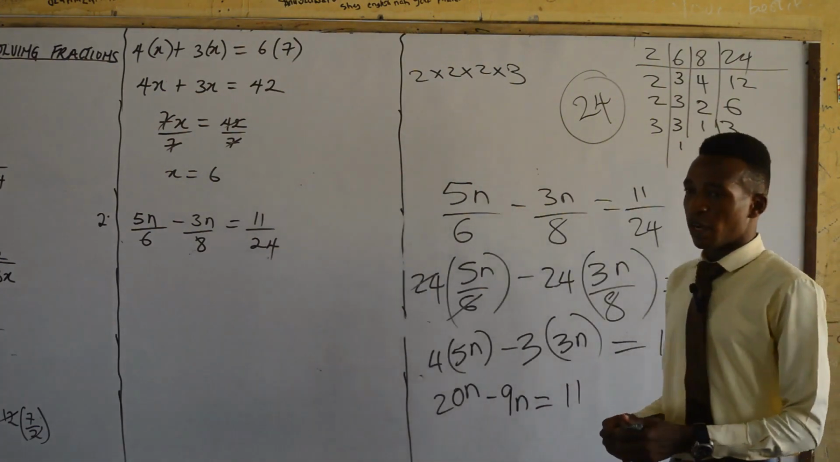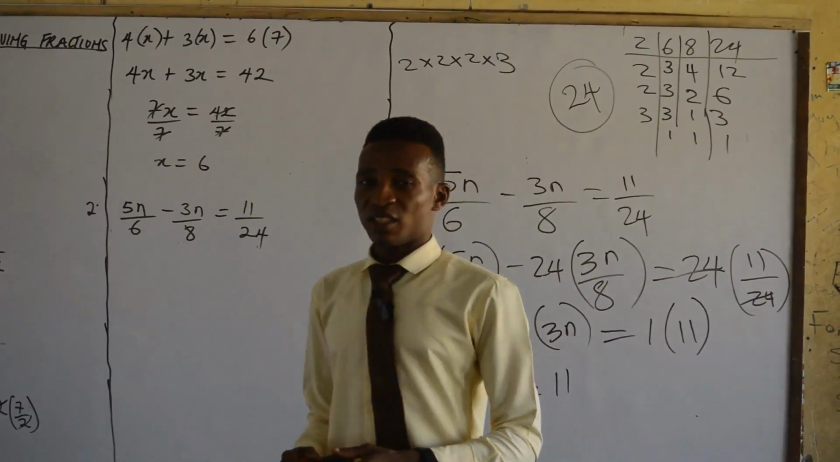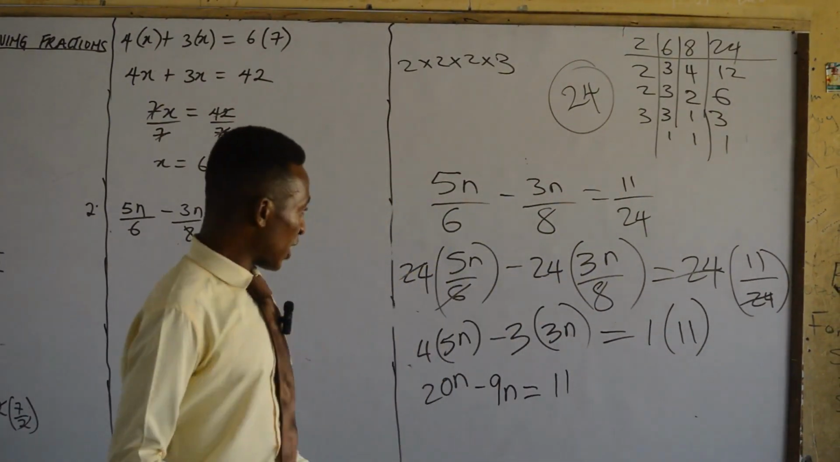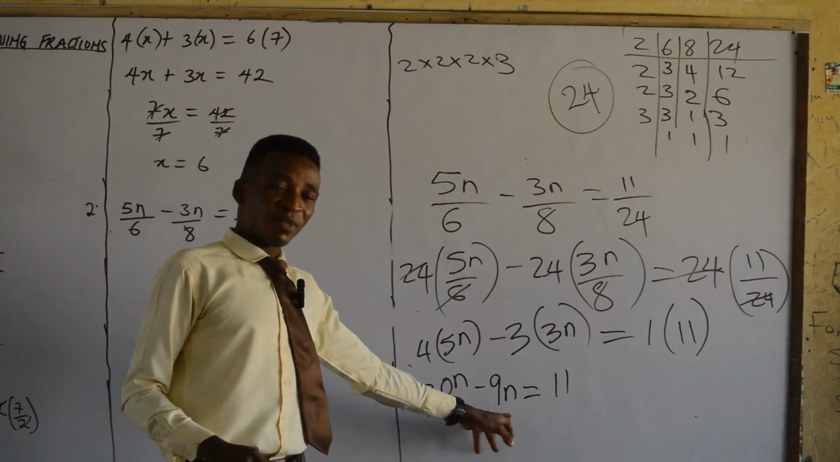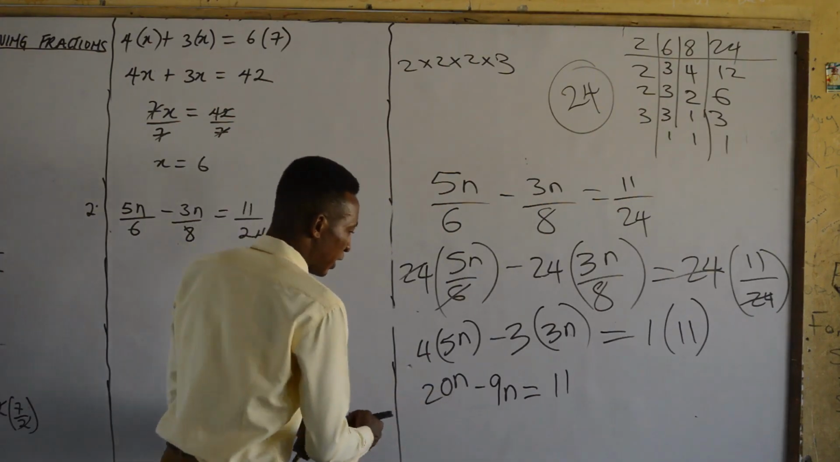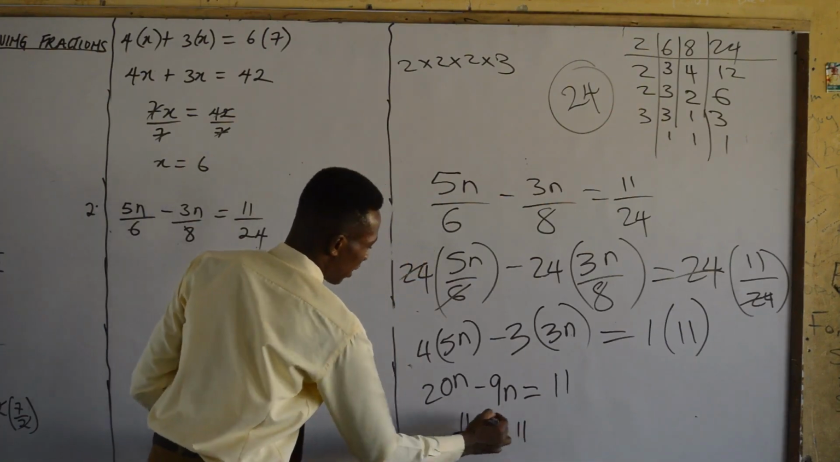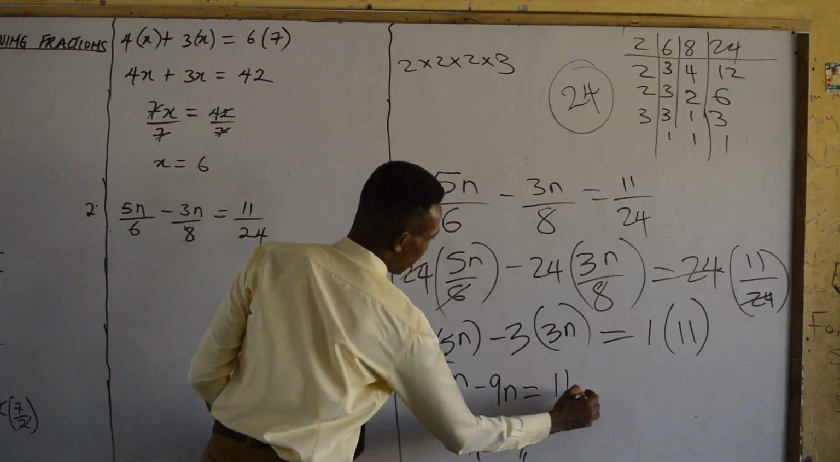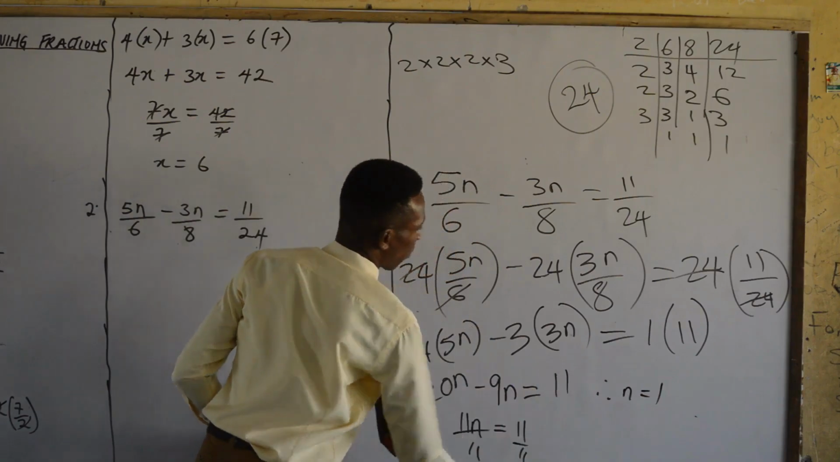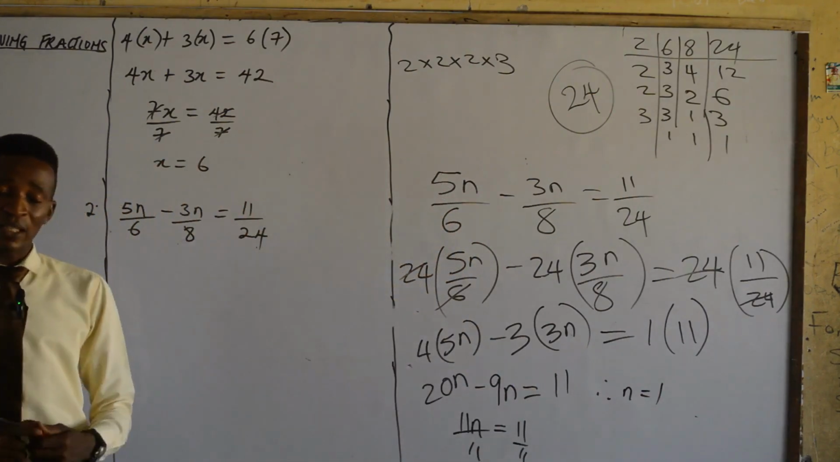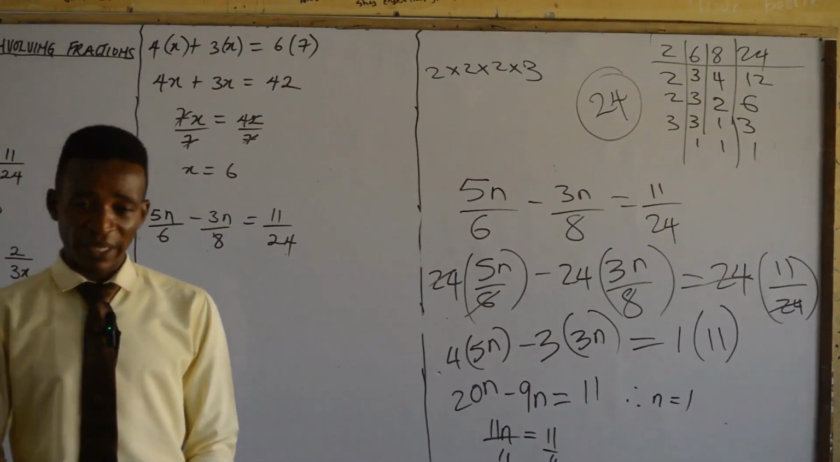Now coming back to our first class, which is our direct number. Here it's easy for us. 20n minus 9n, that gives you 11n equals to 11. Then divide both sides by 11, so your n equals to 1. So with that, we have been able to get the answer for our n.